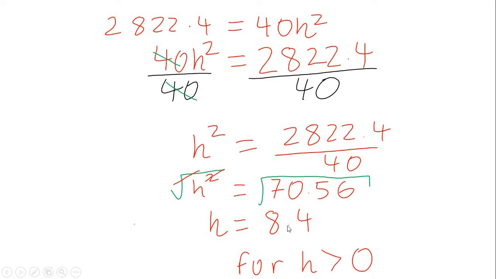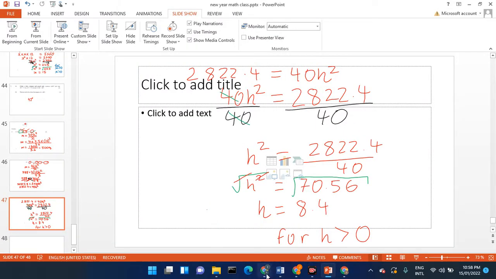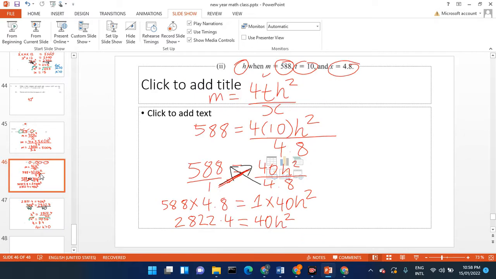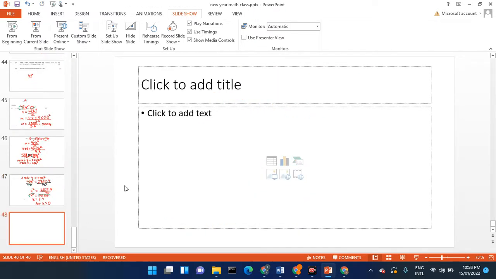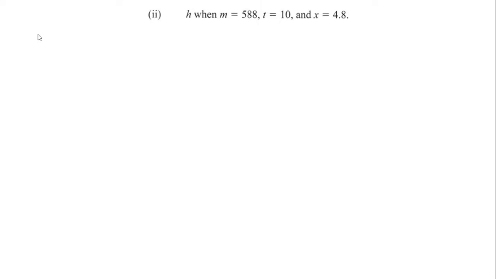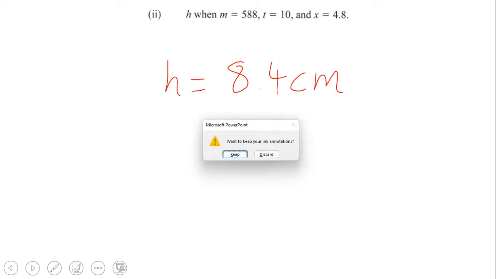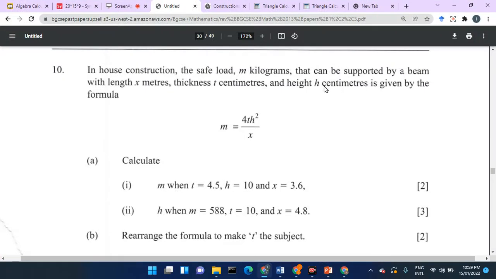And so for the value of our height, if we go back to our question, they ask for what h is when m is this and when t is this. And so we're going to tell them what h is going to be. h is a positive value, we know that. More than that, h is going to be equal to 8.4. They told us that our height is measured in centimeters, so it's going to be 8.4 centimeters. Let's check that. Was it centimeters? Yes, h is in centimeters. Okay, moving right along to the last one.